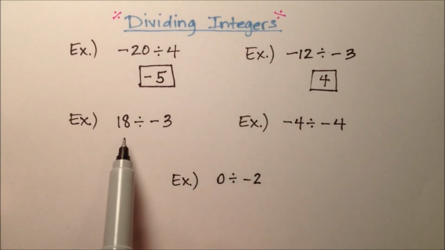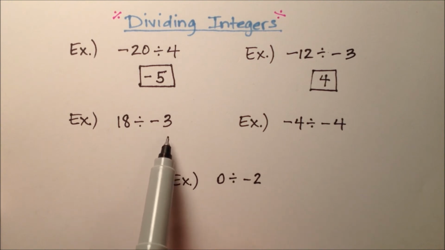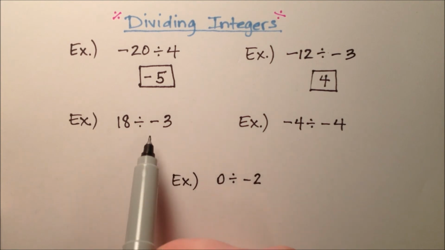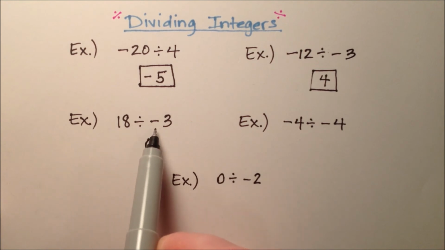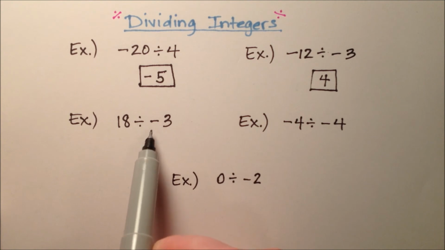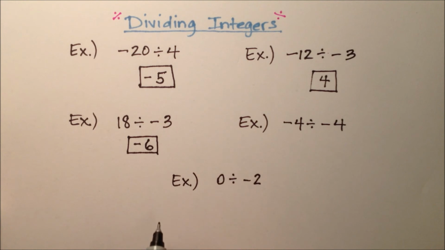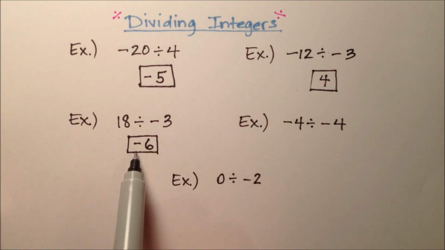Our next example is a positive 18 divided by a negative 3. Again, we're just going to take the whole parts and divide. 18 divided by 3 is 6. Now, this was a positive divided by a negative, so there's one negative sign. Since there's an odd number of negatives, the negative will stay because it doesn't have a partner or a second negative to cancel with. So there's an odd number, so the odd man's out, so he stays.